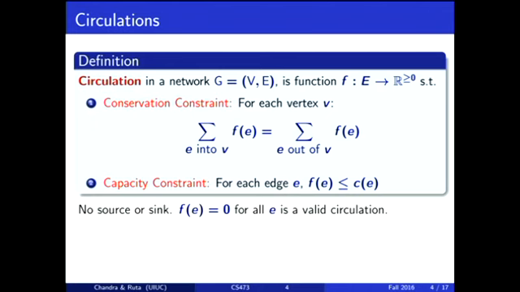There is no source, no sink. So flow is going from nowhere to nowhere. It's just running around in the graph. You might ask, why would you run around in the graph? What are you trying to optimize? Because if you put a zero on everything, it's a circulation. You're not maximizing anything like that. What's the point of this thing? No source, no sink.